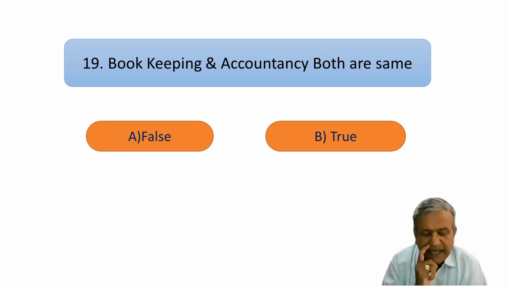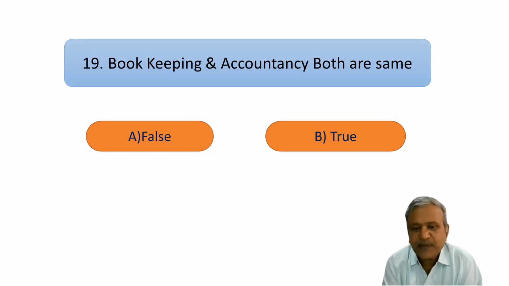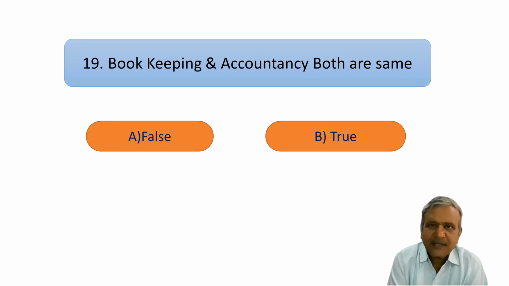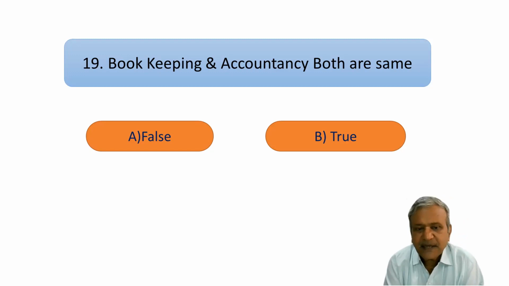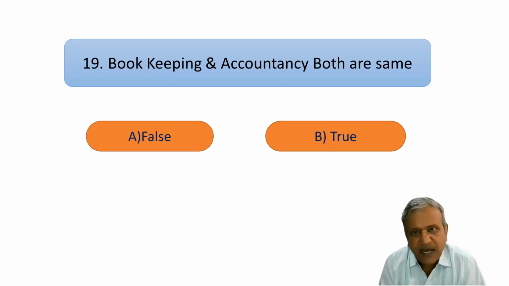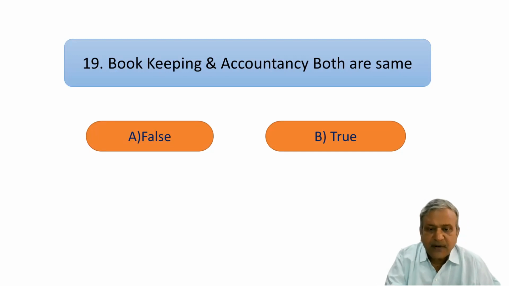Okay. Next one. Accountancy comes after the bookkeeping. From the trial balance, you make the P&L account, balance sheet, cash flow, fund flow. All these things are called accountancy. Accountancy comes after the bookkeeping only. Yes. All of you. So now, one more.